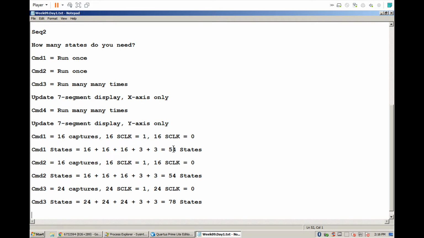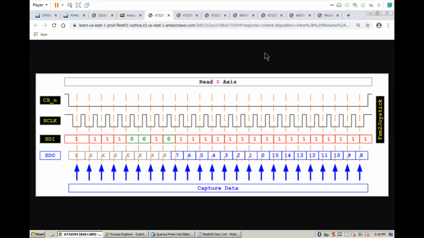So we have 54, 54 plus 78. Okay. Command 4. Let's look at the diagram for command 4. Command 4 is reading the y-axis.